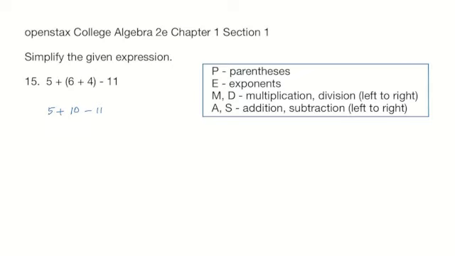And now we just have an addition and a subtraction, and so we will do them in order going from left to right. 5 plus 10 is 15, then we have minus 11, and 15 minus 11 is 4, and that is our final answer.